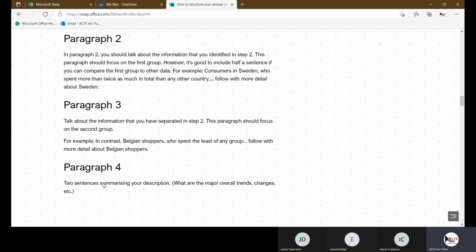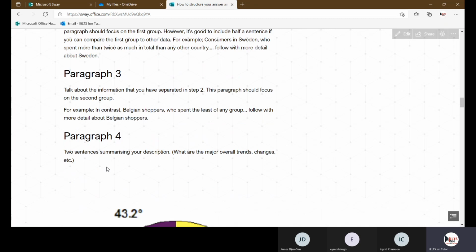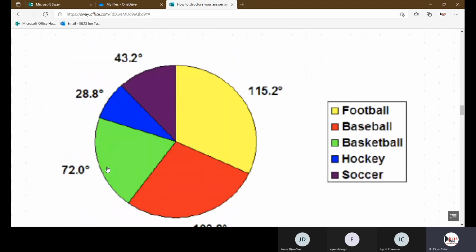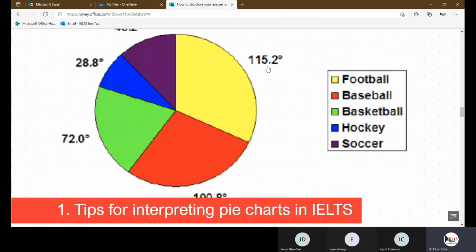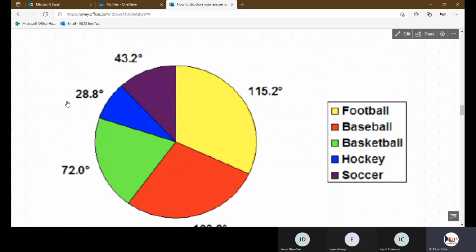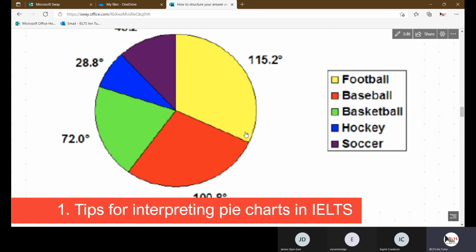Then paragraph 3 will be your main body paragraph. This is where you describe the various percentages and what you see. So we'll not talk about it much. This is just a background picture. They do not give you a pie chart with degrees. It's always in percentages.